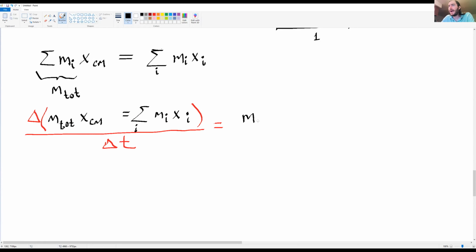Well, the total mass of the system is not going to change. Let's suppose we're talking about a galaxy, right? The mass of the galaxy is just the mass of the galaxy. Sum up all the masses of each of the individual stars, planets, whatever's in the galaxy. Okay? But the position of the center of mass might change if the galaxy is moving, right?